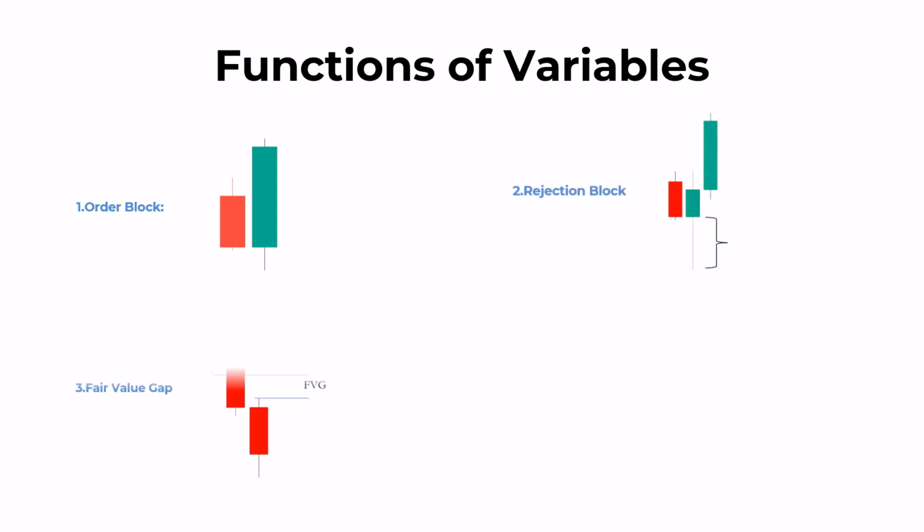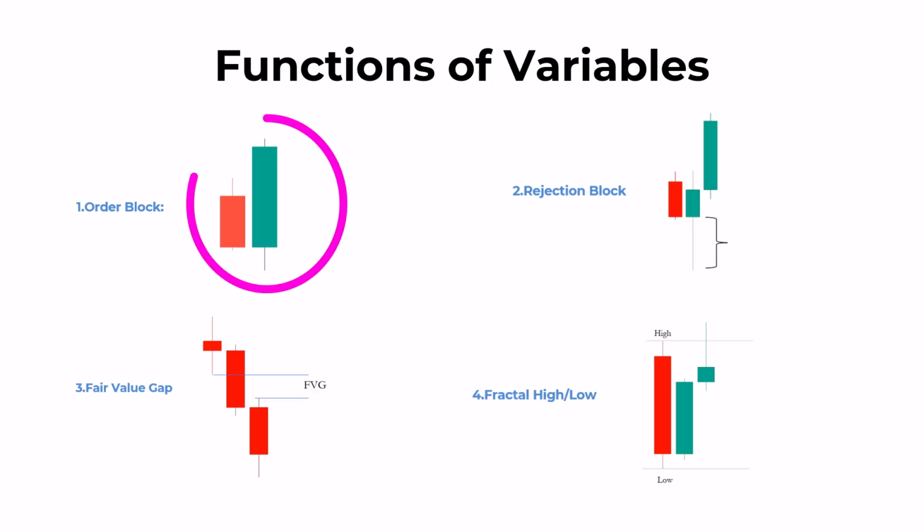Step 2, functions of variables. Each variable has a specific job in the combo algorithm, like characters in a story. Knowing what they do helps you decide when to jump into a trade or stay on the sidelines. Here's how they work. Volume confirmation.